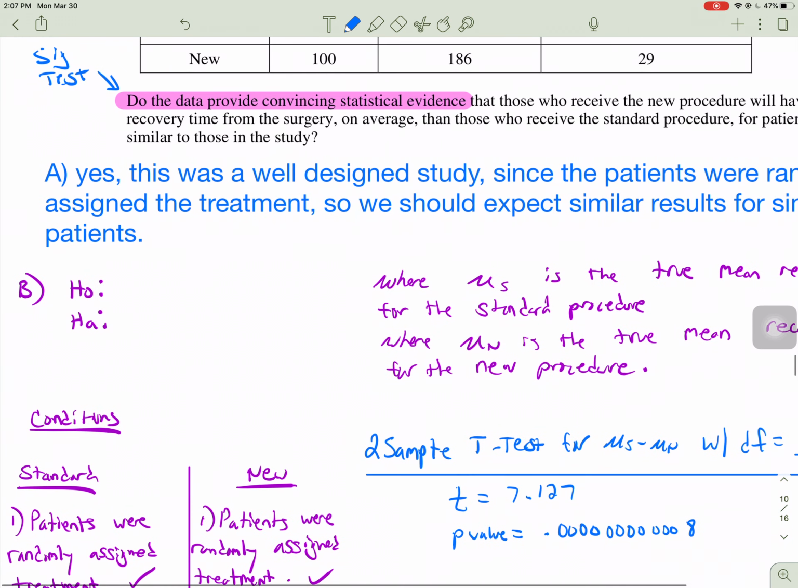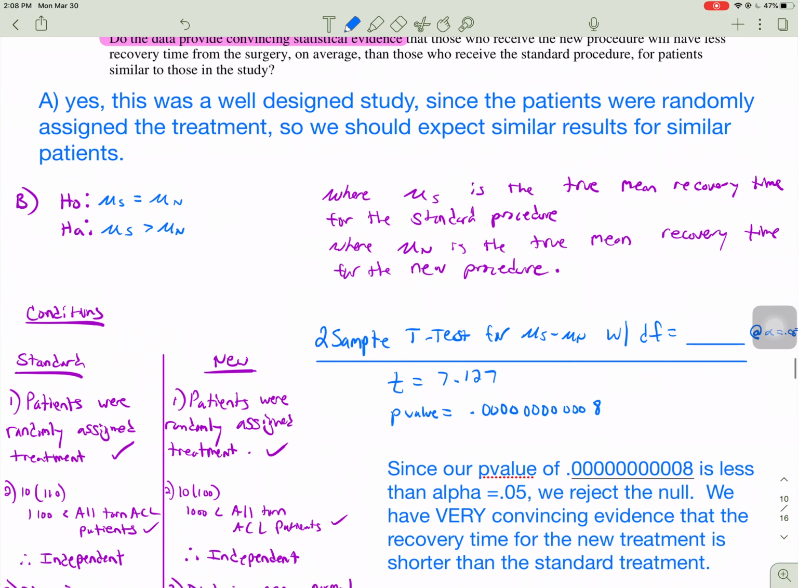So, I'm going to write my hypotheses here. I'm going to say mu sub s, assume that the average recovery time for the standard is the same as the new procedure. And what we're looking for is, is there evidence that the standard recovery time is greater than the new procedure? Where mu sub s is the true mean recovery time for the standard, and mu sub n is the true mean recovery time for the new.